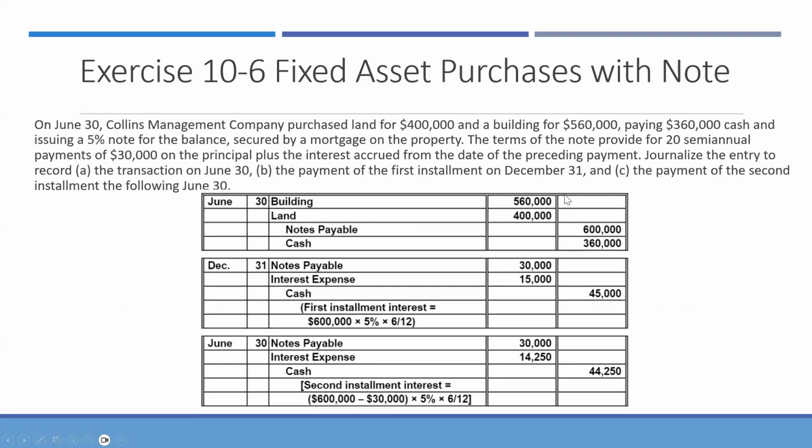So we have to record our buildings and our land separately on the balance sheet. So we debit buildings for $560,000 and we debit land for $400,000. We credit cash for $360,000 because that's what we know, and then the balance is secured by a mortgage on the property. So we take the 960,000 minus 360, and we get 600,000. That's our credit to notes payable.